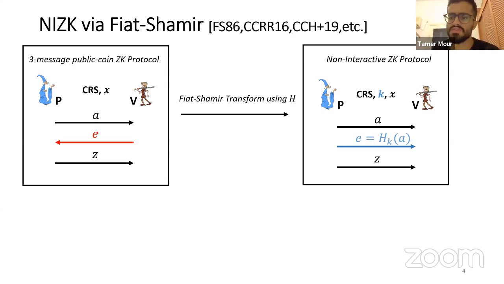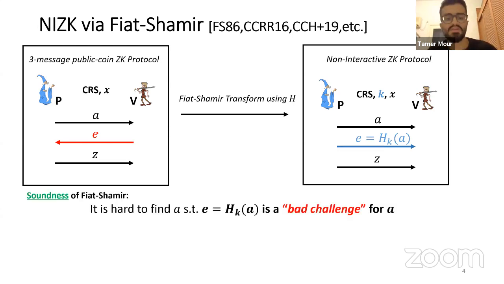So we know that the Fiat-Shamir transform preserves both completeness and zero knowledge, but it's not clear that we get a sound protocol even if we start with a sound protocol. And the way we usually claim soundness of Fiat-Shamir is by saying that it's computationally hard for a cheating prover to find a first message A such that H of A, which is essentially the verifier's challenge, is a bad challenge. And by that, I mean a challenge that may possibly allow a cheating prover to cheat. So it's bad for the verifier.